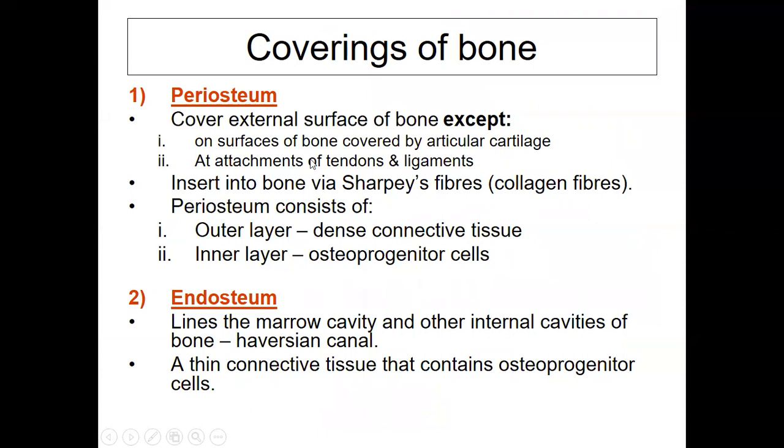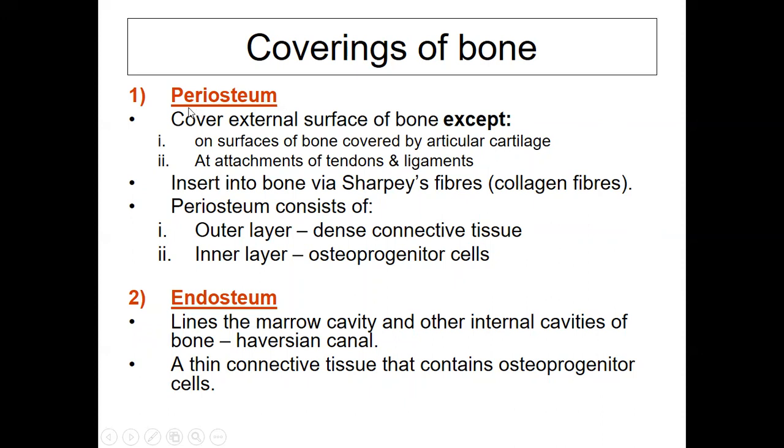Okay, and then we are now going to move to the next part, regarding the endosteum. The endosteum lines the marrow cavity and other internal cavities of the bone. So it lines any cavity that we have in the bone. For example, the Haversian canals are also covered by the endosteum. So what is the endosteum? Endosteum is a thin connective tissue that contains the osteoprogenitor cells.